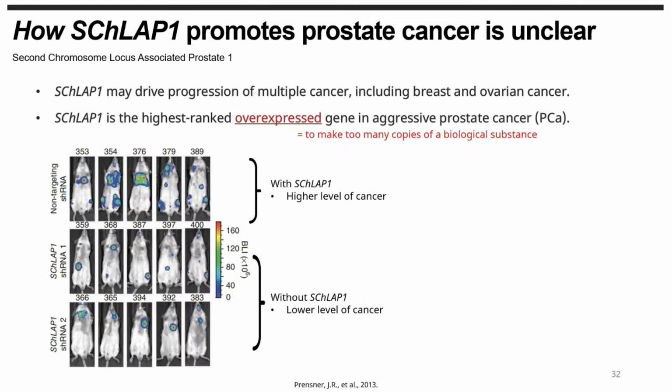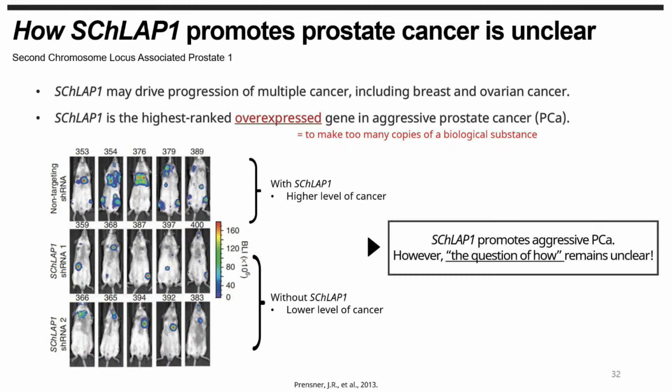So here we have 2 different mice groups, with one group here with a higher SChLAP1 level, and this group of mice has a lower level of SChLAP1 expression. When we compare, this colored area suggests the size of the tumor. This group with a higher expression level of SChLAP1 shows a higher level of cancer, which means that SChLAP1 really promotes aggressive cancer. However, the question of how still remains unclear, and we need to figure out the how question.